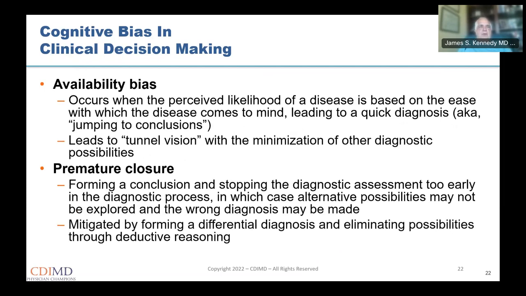For example, an elevated troponin equals myocardial infarction in every case. That's not true. There are other reasons for the troponin to be elevated. Not every elevated troponin is a myocardial infarction. Not every low sodium value on a lab is hyponatremia. Not every lactate elevation is cardiogenic shock. And last but not least, we can form a conclusion and then stop thinking.